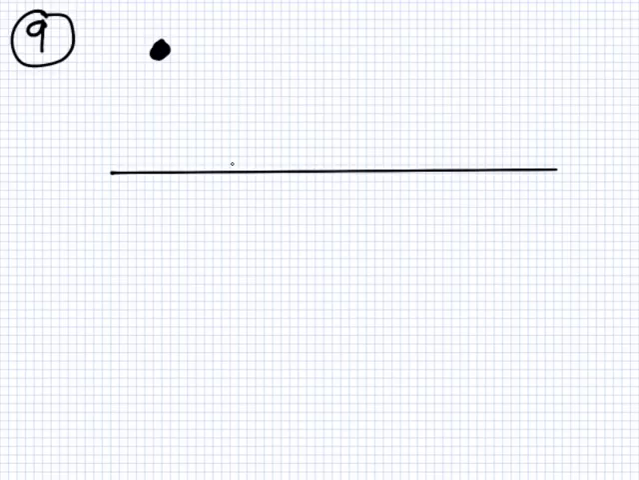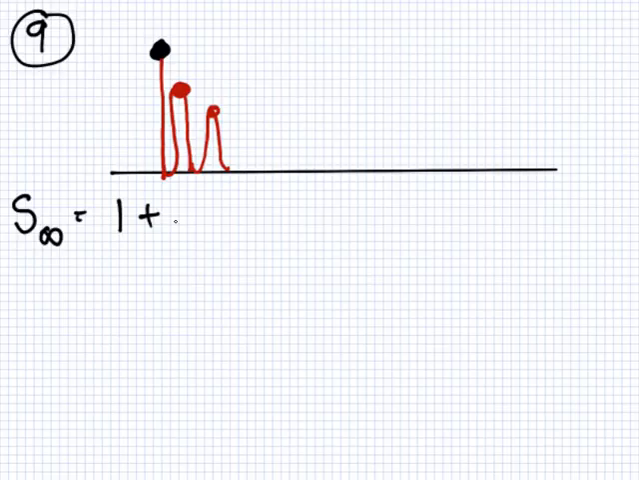Okay, let's have a look at it now. Number 9. The ball starts here, and it falls how much? 1 meter. Then it comes back up and then back down, and this height is 0.8, and then this one here 0.64, and so on.